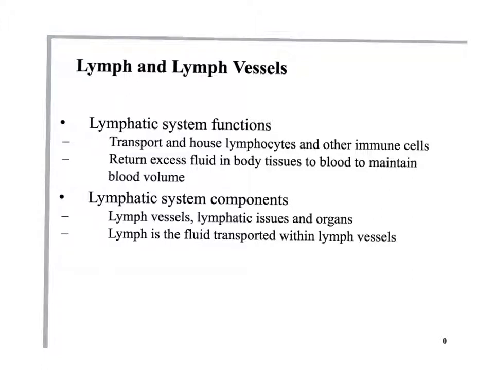And the lymph system is composed of vessels, nodes, and other tissues and organs: lymph nodes, the thymus, the spleen, they're all part of this system, okay? And then the lymph itself is the fluid that goes into the vessel once it's picked up, okay? So once this excess fluid is picked up, we call it lymph, and then it travels through the lymph vessels and then gets back to the blood vessel.